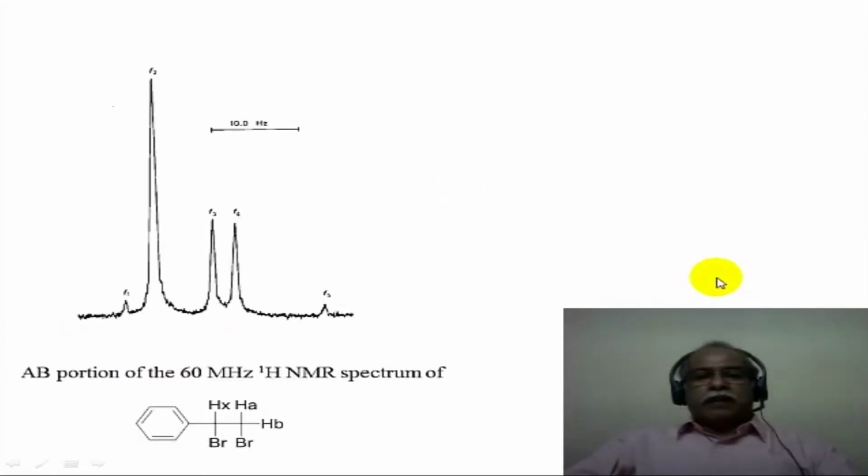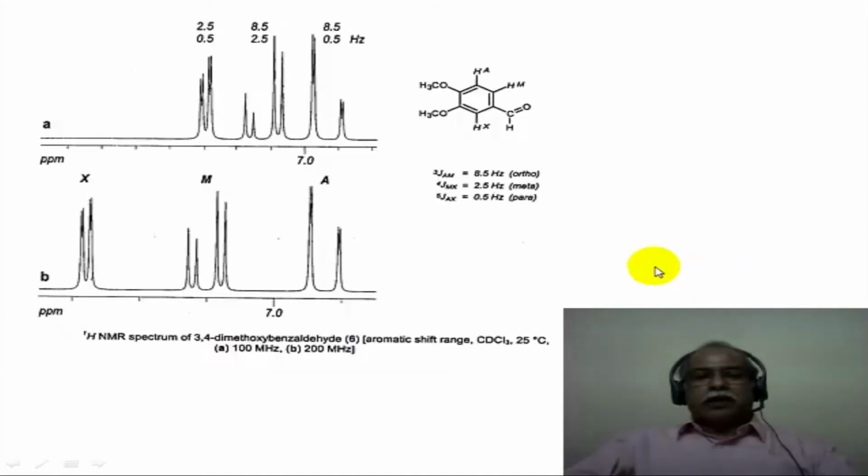This kind of a pattern recognition is extremely important in order to interpret the spectral data for a second order spectrum. Analysis of the second order spectrum is fairly complex. One can simulate it by systematically varying the delta values and the J values until the calculated spectrum essentially matches with the experimental spectrum. Here is another example of a dimethoxybenzaldehyde derivative which presents itself as an AMX spectrum.